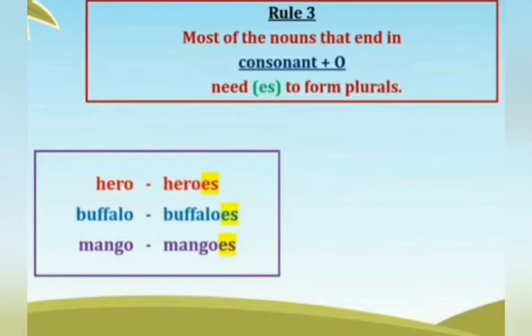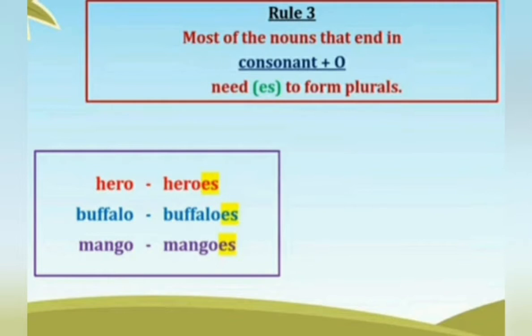Now let me tell you rule number 3. Most of the nouns that end in consonant plus o need es to form plurals. It means when we have a noun that ends with o and has a consonant before o, then we have to add es to form its plural. Okay, here we have word hero. It ends with o and has a consonant before o, so we have to write heroes. We have to add here es.